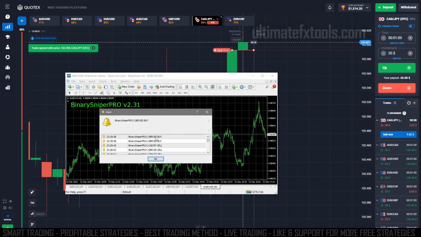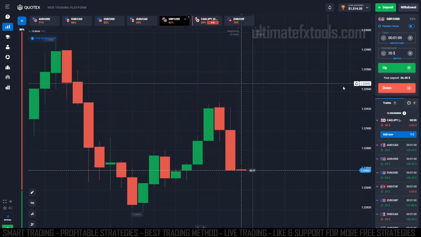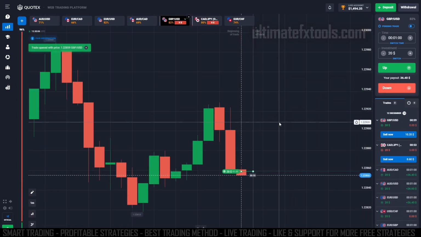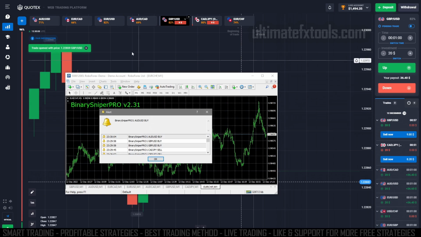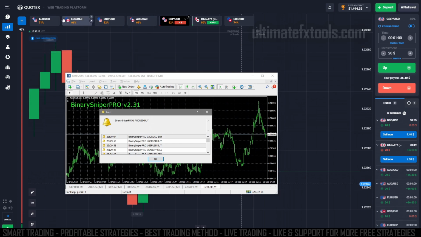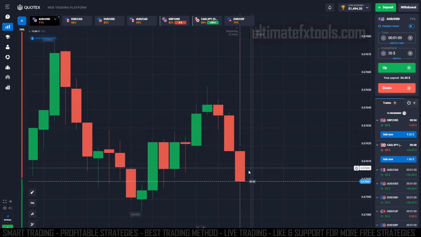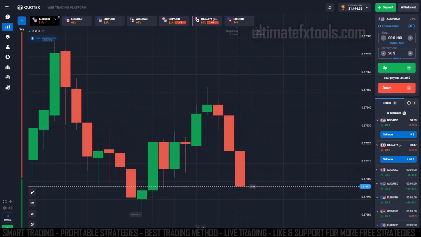Okay, another signal. GBP USD has a buy signal. Let's go trade and go for up. AUD USD buy. It is only 71%, but we will give it a try and trade for it. Better to trade for 80% or higher than on a lower return.